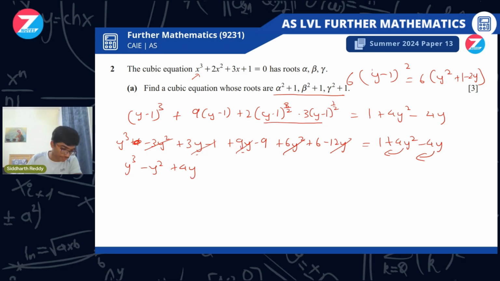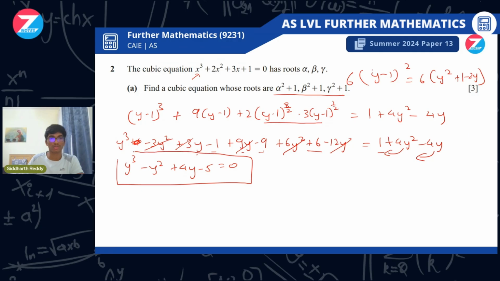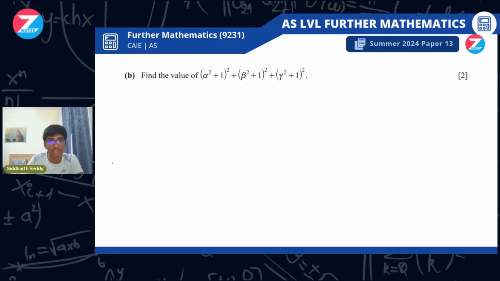And we have minus 1 here and plus 6 here. So minus 1 plus 6, that's 5. I accidentally, this one is not part of the cancellation. So this is the cubic equation which has those roots. So let's go to the next part.